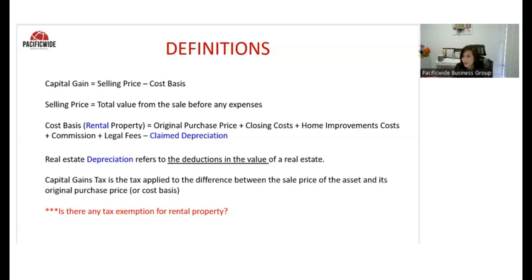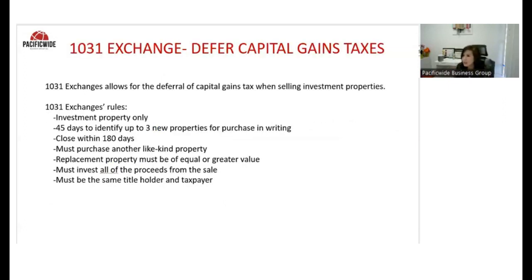Bad news, there is no tax exemption on rental property. Okay, that's the bad news. But there is good news. There is a 1031 exchange. Let me show you the 1031 exchange. The 1031 exchange allows a real estate investor to delay their capital gains tax. Remember, delay. Okay, delay.